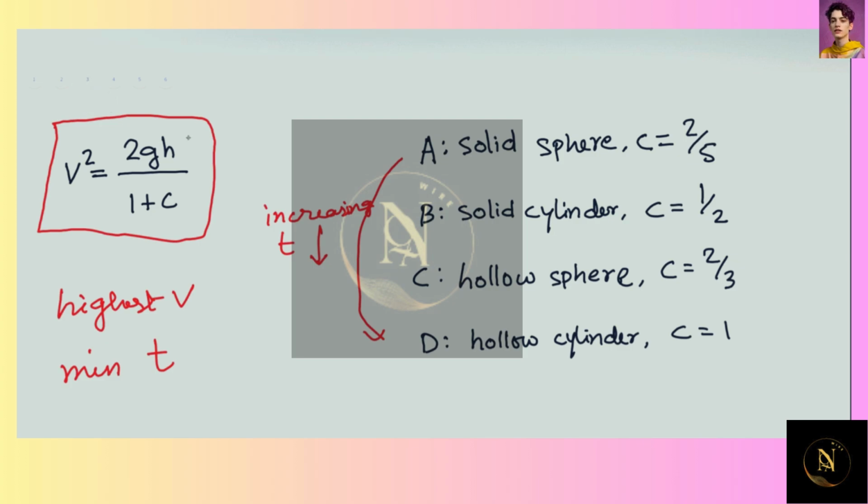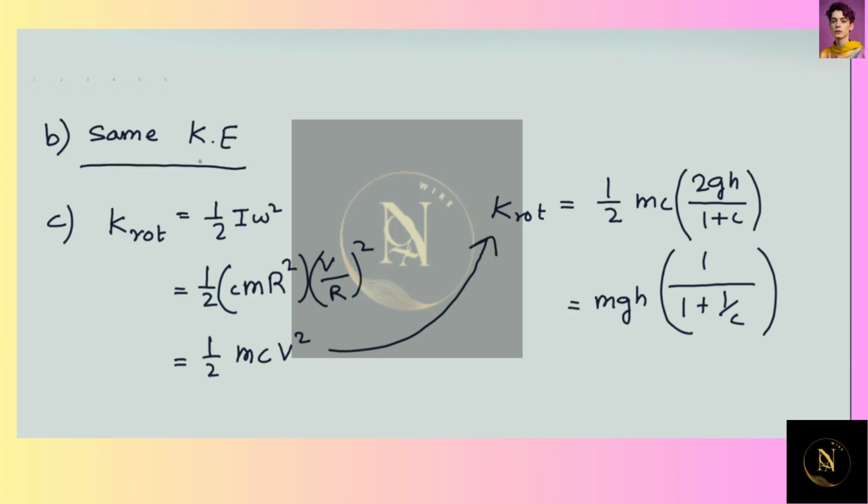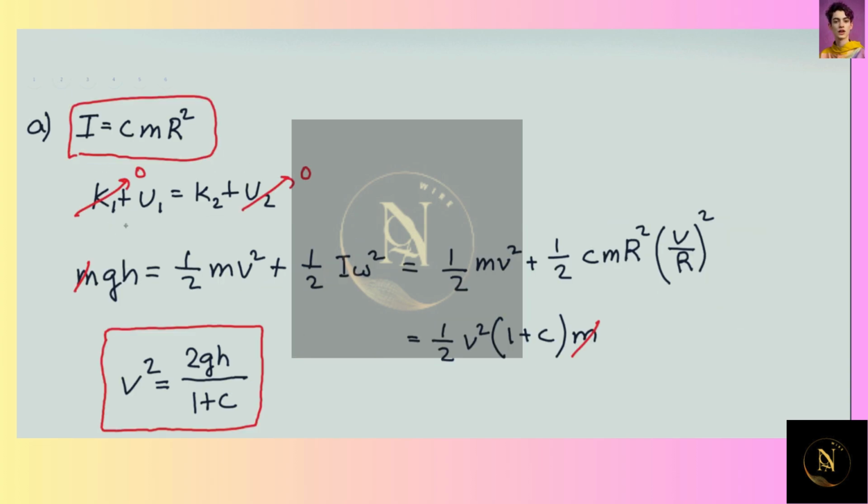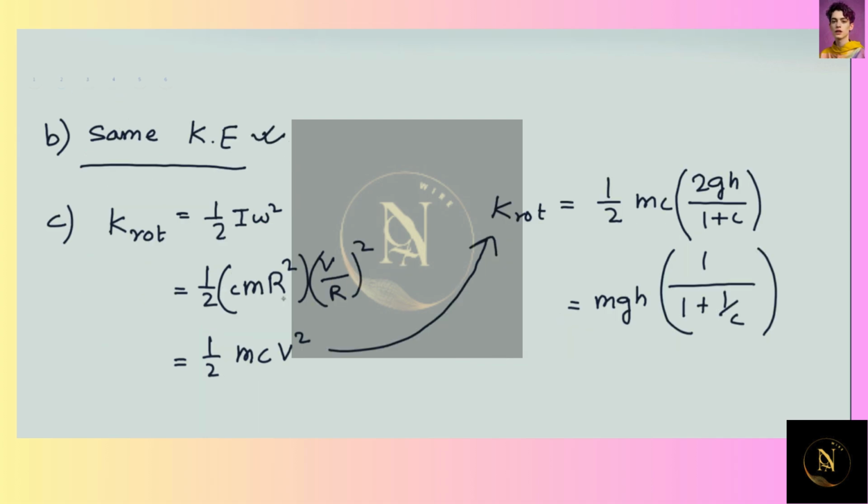So for part B, we need to figure out which has the greatest kinetic energy. Part B is easy because it will have the same kinetic energy, and the reason is hidden in this equation. The kinetic energy at the bottom is equal to the potential energy, and since all the objects have the same mass, the potential energy is constant for all of the objects. So if the potential energy is constant, then kinetic energy must be constant, because we have an equality sign between them. So for all the objects, we'll have the same amount of kinetic energy.